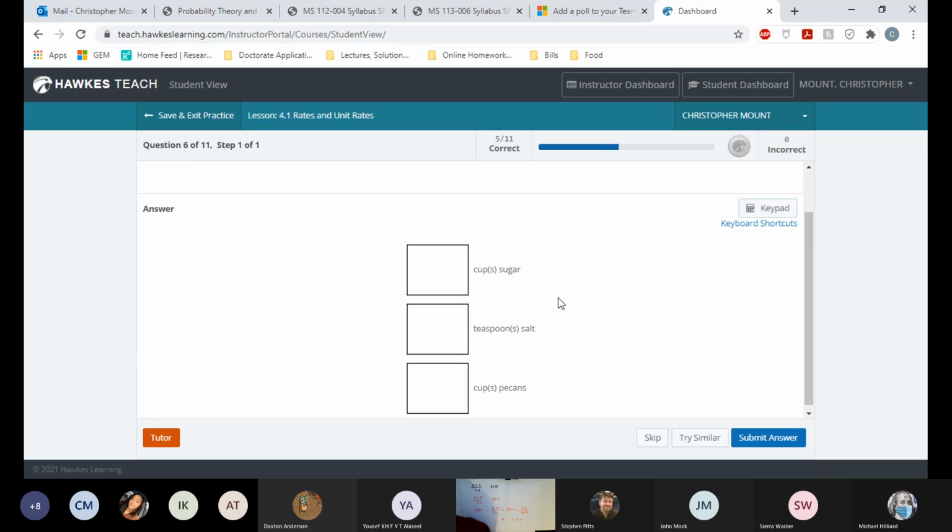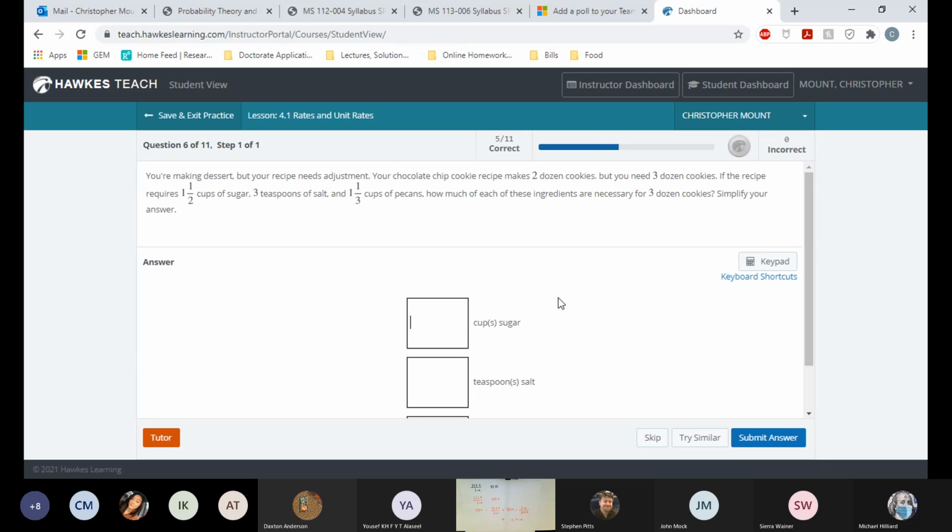All right. This is a proportional problem. You know what, maybe I should do this one too. I think this is going to be the last one I do, and then we're going to move to 4.2. You're making dessert, but your recipe needs adjustment. Your chocolate chip cookie recipe makes 2 dozen cookies, but you need 3 dozen. So you're scaling up. If the recipe requires 1.5 cups of sugar, etc., how much of these ingredients are necessary for that 3 dozen cookie recipe? Now, I'll give you a second to write those down.